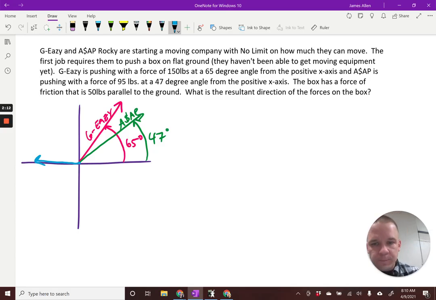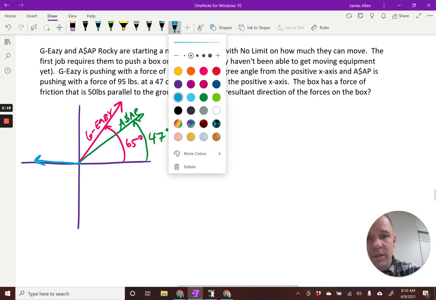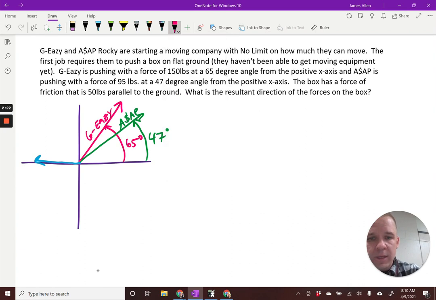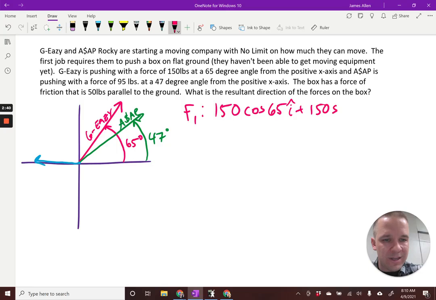Okay, so let's write out our force vectors for each one. For G-Eazy, let me go back to pink there. Force 1. So he's got 150 pounds. So that's 150 cosine, and that was a 65-degree angle. So not nice trig values, right? I hat plus 150 sine of 65 j hat. All right, that's the first one.